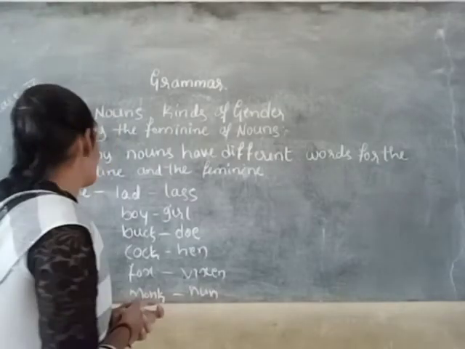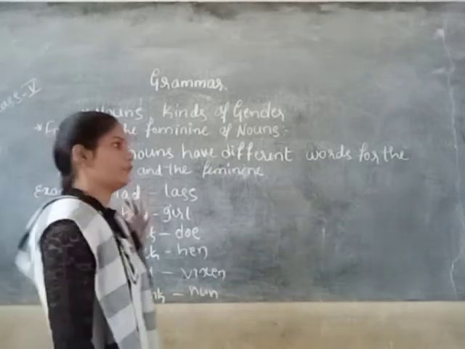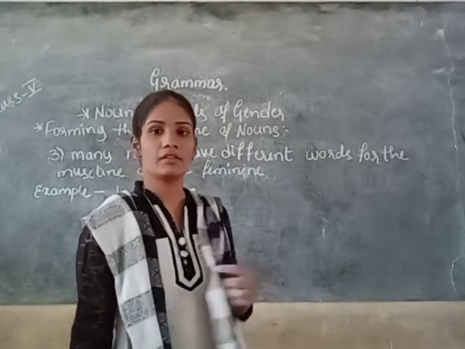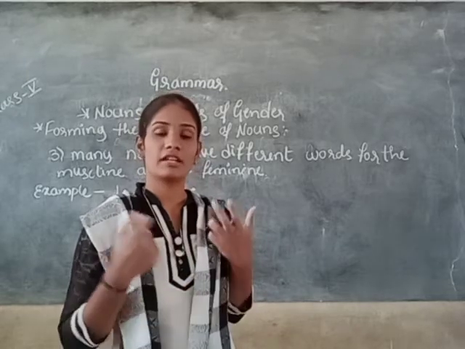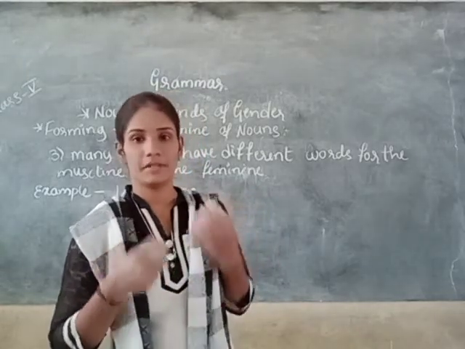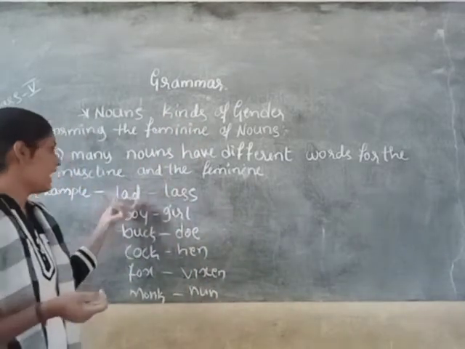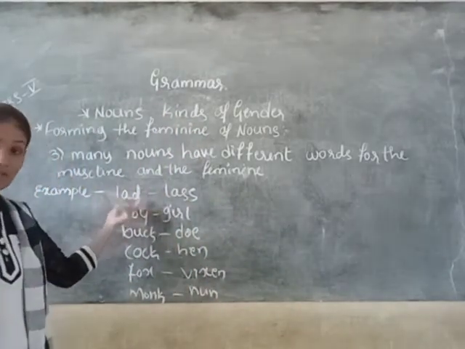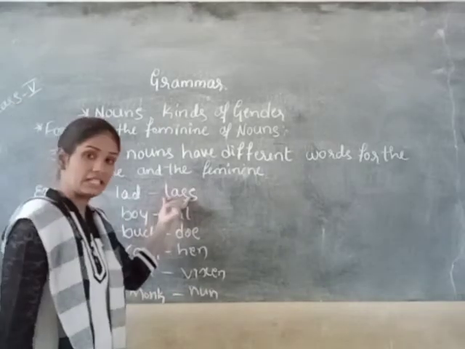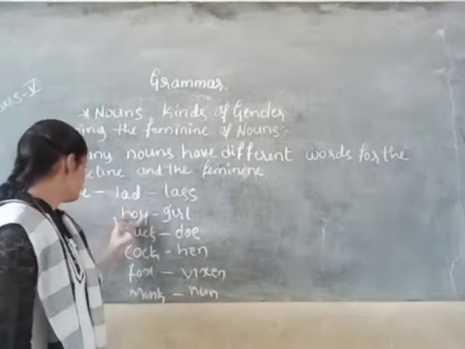Okay, students. There are so many words in English. They have their own feminine and masculine gender words. See, like class. Sorry, that is the masculine gender. Girl is the feminine gender.